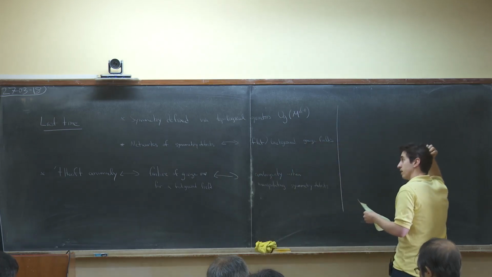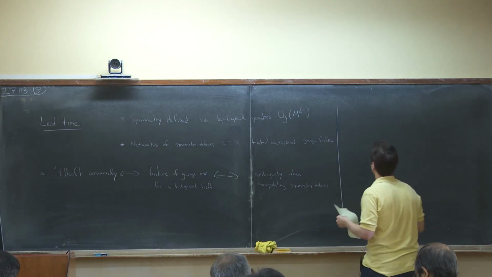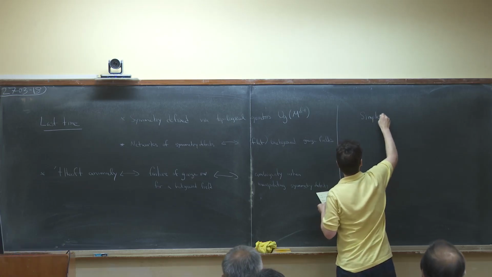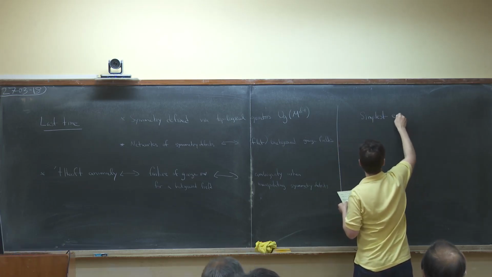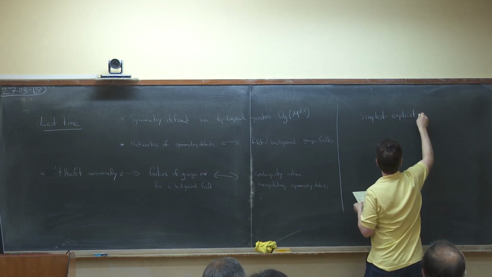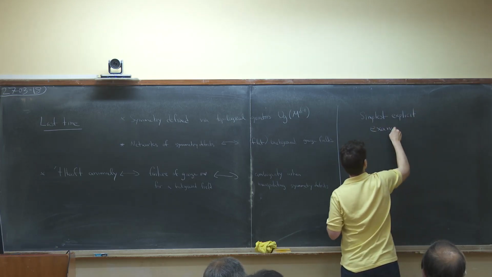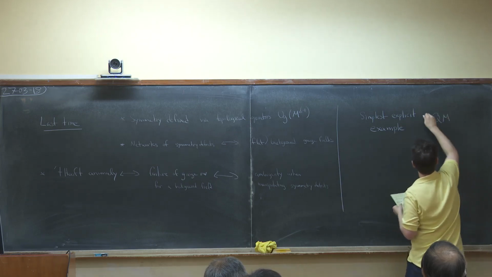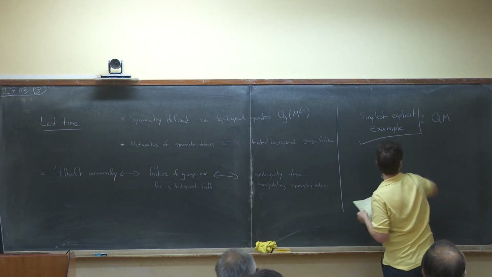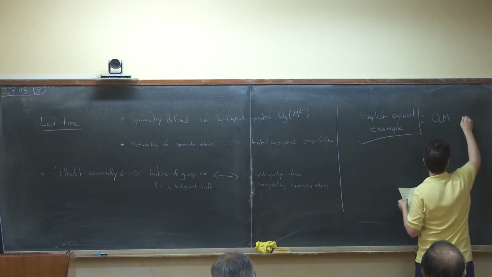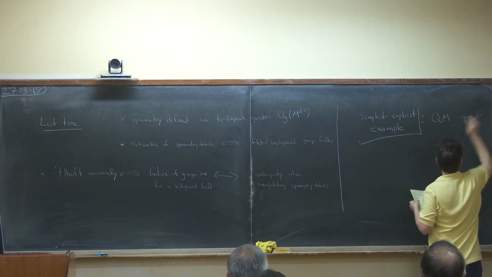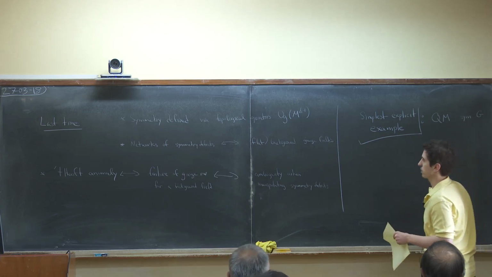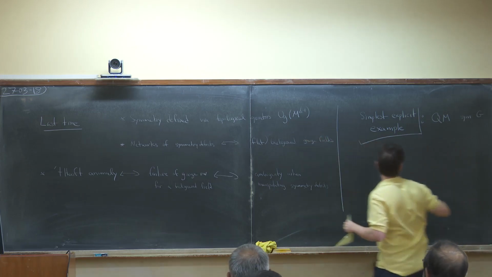Okay, let's do an explicit example motivated by yesterday's lunch conversation. So the simplest explicit example is quantum mechanics. And we will have symmetry G, some unitary symmetry. So quantum mechanics means a 1D theory, so these defects are points.